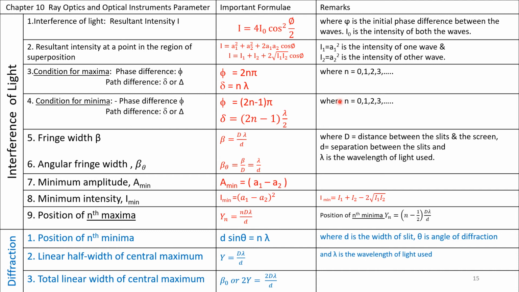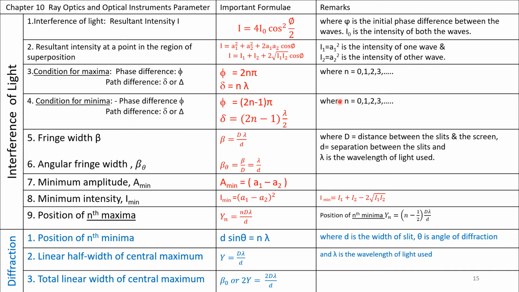In this slide, we have given a number of formulae associated with wave optics. The main division is between interference of light and diffraction of light. There are about 9 formulae in interference of light and about 3 in diffraction. Please write down very clearly. These are very important formulae which will clearly explain different phenomena and different concepts of wave optics. Number 1. Interference of light.